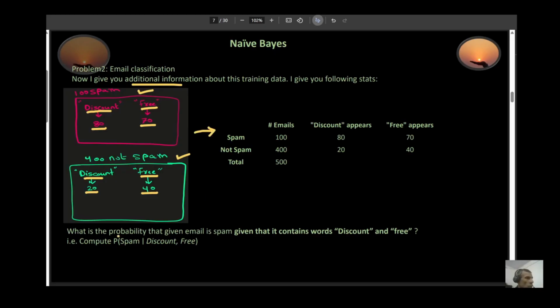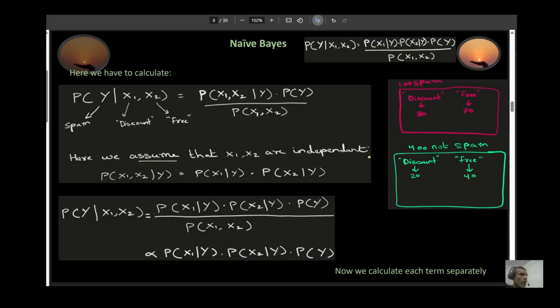Now your question is this: what is the probability that a given email is spam given that it contains the words discount and free? In other words, you have to compute the probability of spam given that discount and free are present in it. So here we have to calculate probability of Y given X1, X2. Your Y in this case represents spam, and your X1 is discount and your X2 is free. So this would be represented by this expression right here. This is your Bayes theorem. Now we are assuming that your X1 and X2 are independent. In other words, your discount and free are completely uncorrelated with each other.